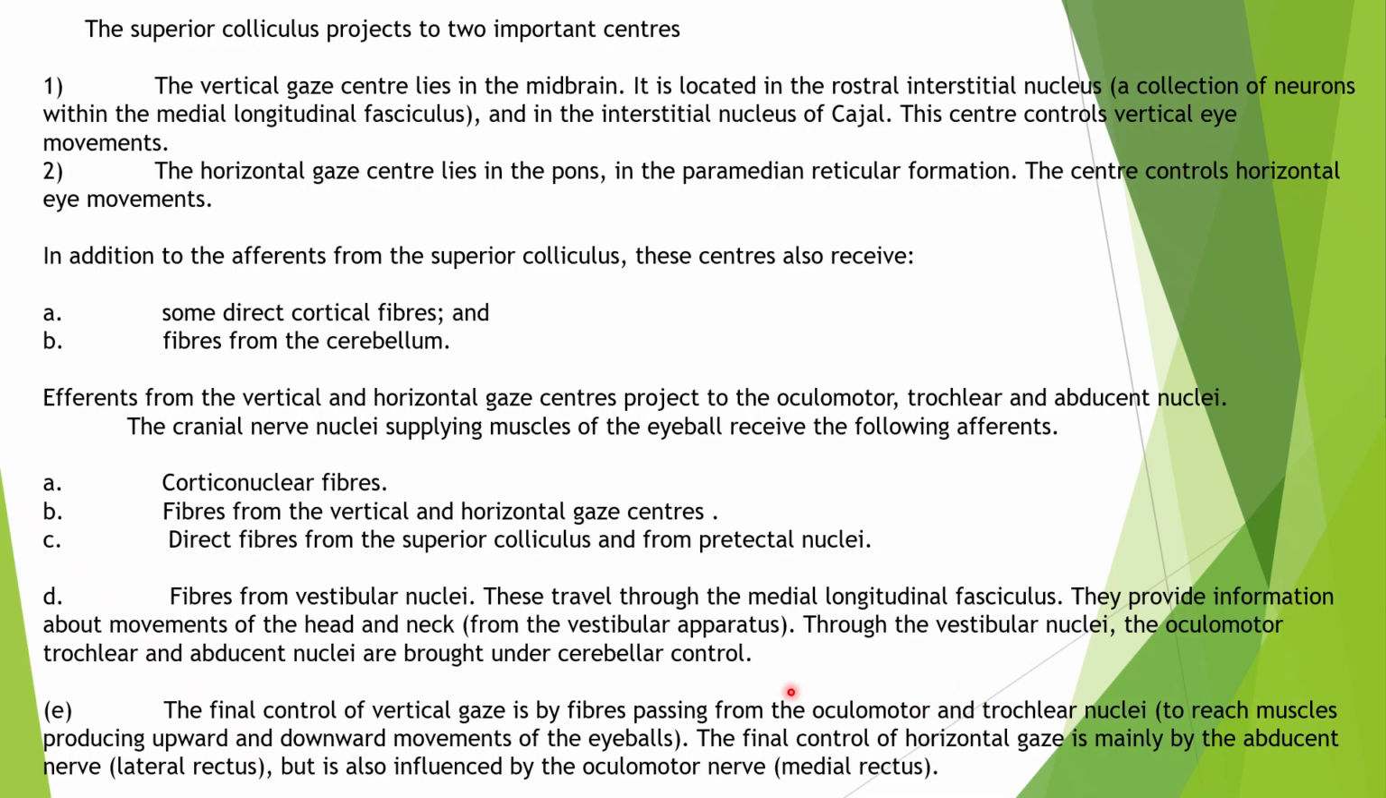Through the vestibular nuclei, the third, fourth, and sixth nerves are brought under cerebellar control. The final control of vertical gaze is by fibers passing to the third and fourth nerves. And the final control of horizontal gaze is mainly by the sixth nerve, which is in the pons. So the horizontal gaze center is in the pons, and the sixth nerve also arises from the pons. That controls the horizontal gaze, the abducent nerve.